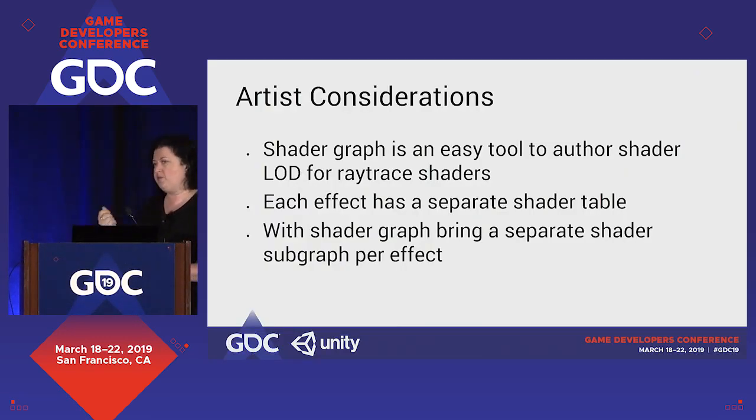One important thing that we were focused on is how do you represent the shaders for ray tracing with a shader graph, because of course we want to enable artists for maximum freedom. You can think about ray trace shaders as a flavor of a subgraph that's encompassed for a specific LOD. In each effect, we then have a separate shader table, because you need to ensure you're actually compiling and linking and able to evaluate that. And with shader graph, we can bring a separate shader subgraph per effect. This is also going to be used to switch based on distance as well as effect.